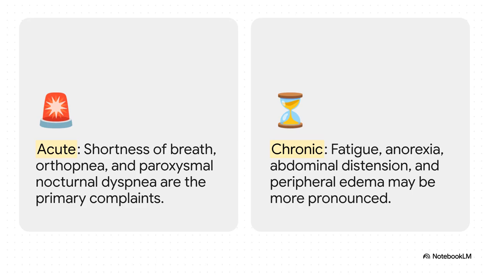Now, what's fascinating is how the timeline completely changes the story. When it's an acute thing, happening over just days or weeks, patients give you those classic symptoms. They're short of breath, they can't lie flat, that's orthopnea, or they wake up in the middle of the night gasping for air. But if it's a chronic case that's been creeping up for months, the symptoms can be way more subtle. They might just complain about being tired, not feeling hungry, or some swelling in their legs.